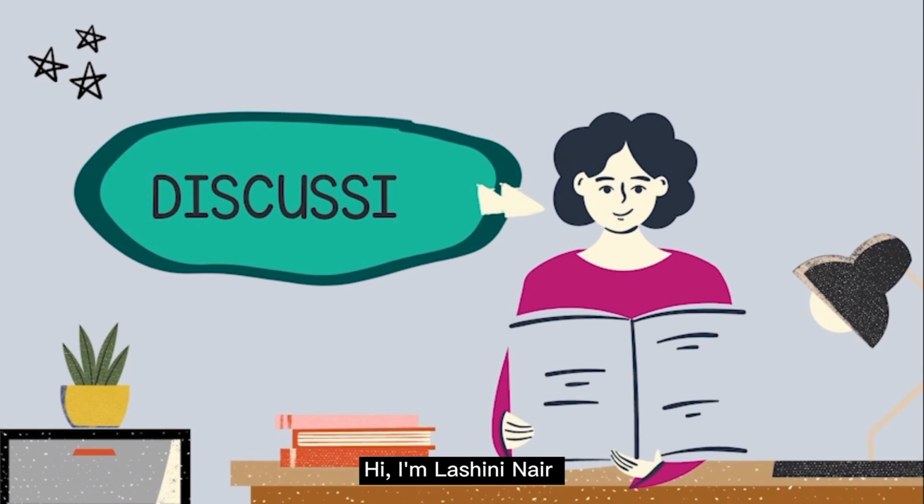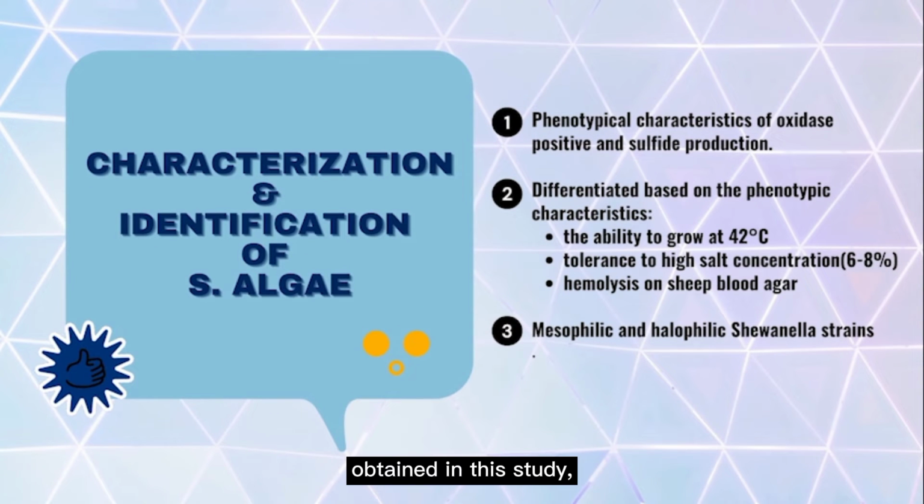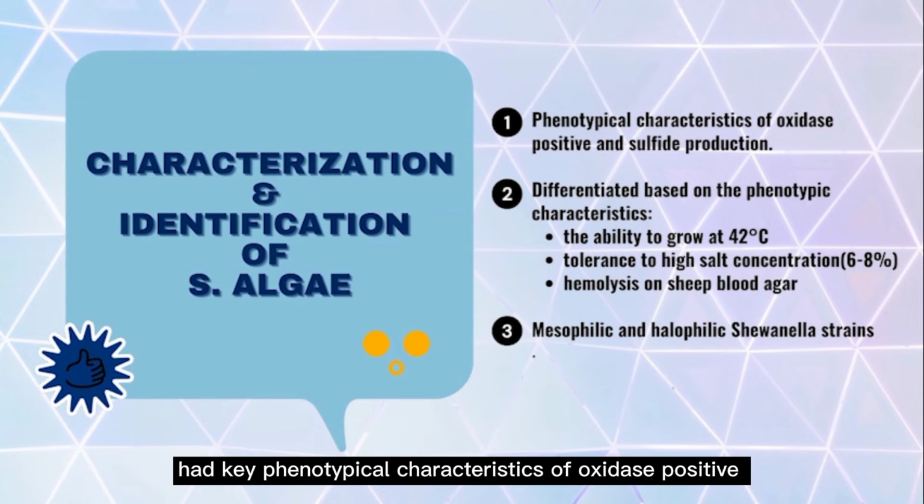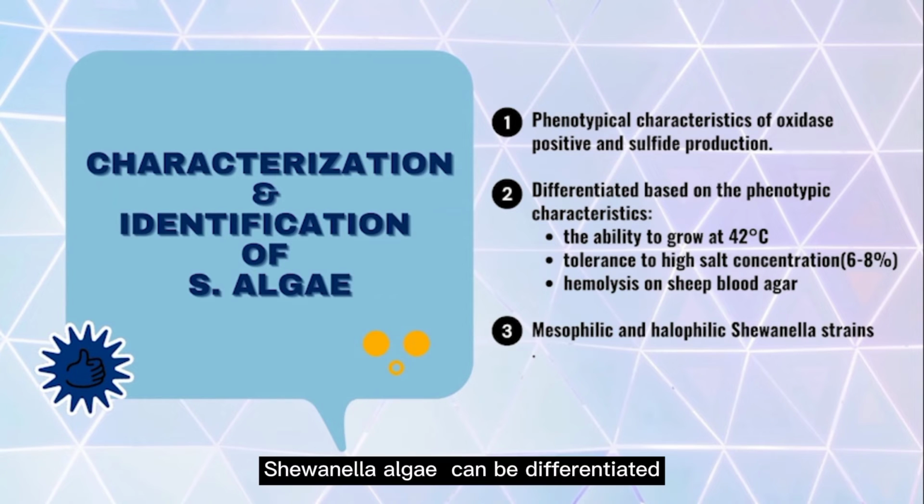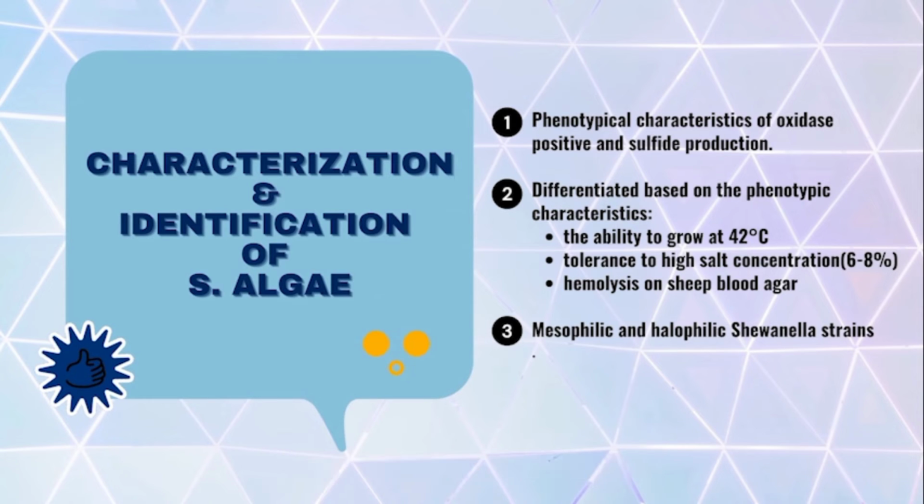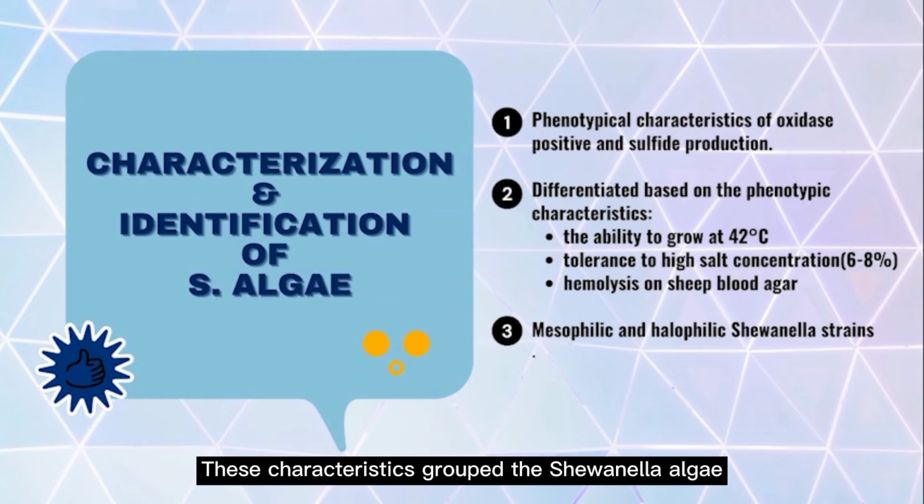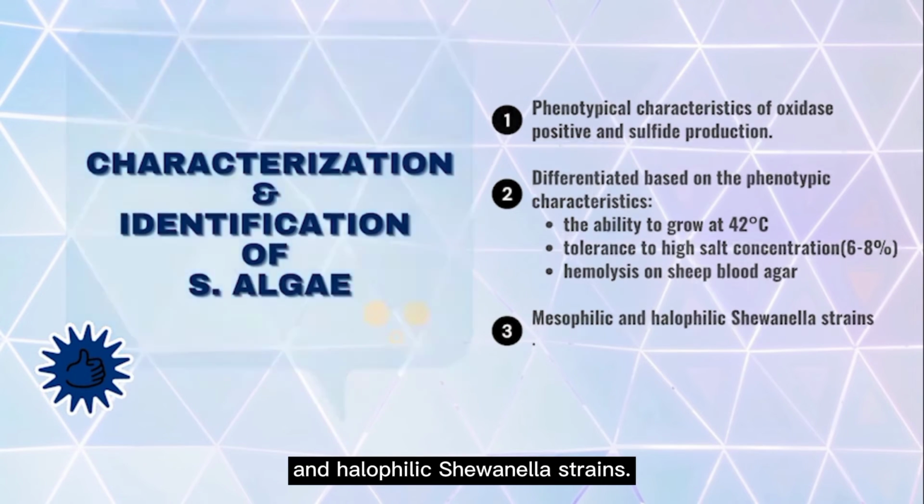Hi, I'm Shewanella and I would like to talk about the discussion. From the results obtained in this study, we can discuss the characterization and identification of 4 Shewanella algae isolates. These isolates had key phenotypical characteristics of oxidase positive and sulfide production. Shewanella algae can be differentiated from other species based on phenotypic characteristics such as the ability to grow at 42 degrees Celsius, tolerance to high salt concentration, and hemolysis on sheep blood agar. These characteristics group the Shewanella algae isolates into mesophilic and halophilic Shewanella strains.